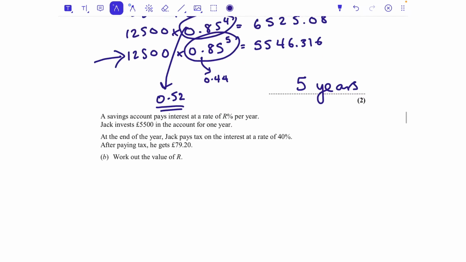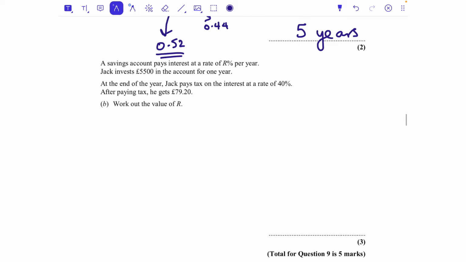Okay, a savings account pays interest at a rate of R% per year. Jack invests £5,500 in the account for 1 year. At the end of the year, Jack pays tax on the interest at a rate of 40%. After paying tax, he gets £79.20. Work out the value of R. So this is 60%. Okay, so £79.20 is equal to 60% of the interest that he got.